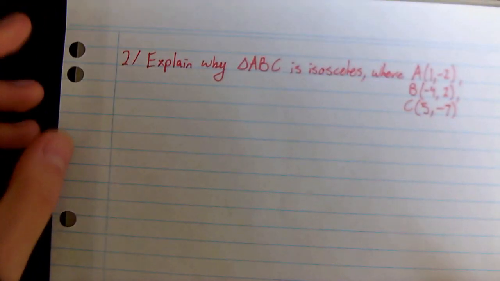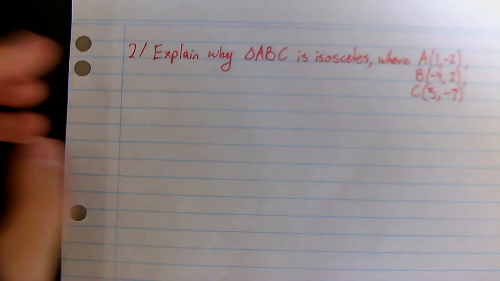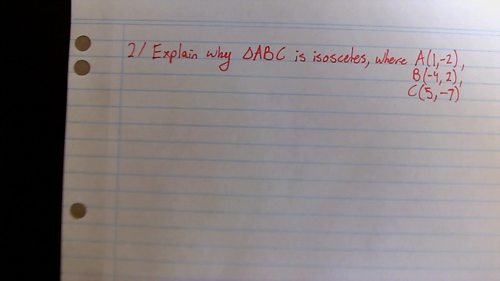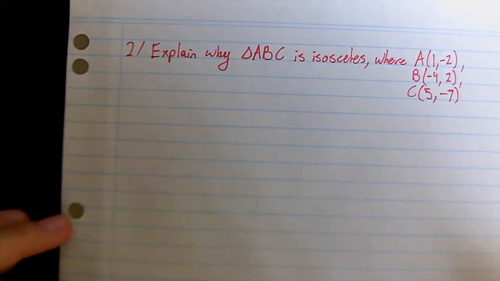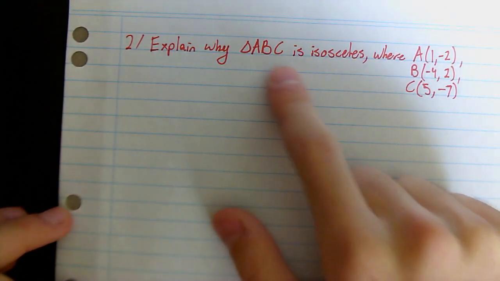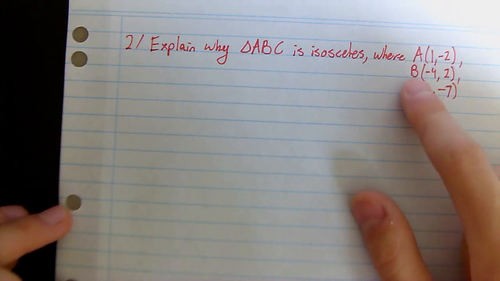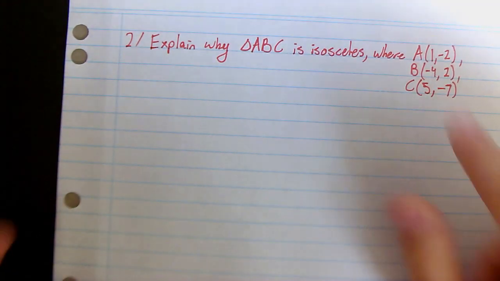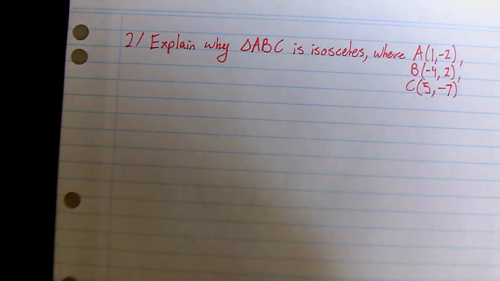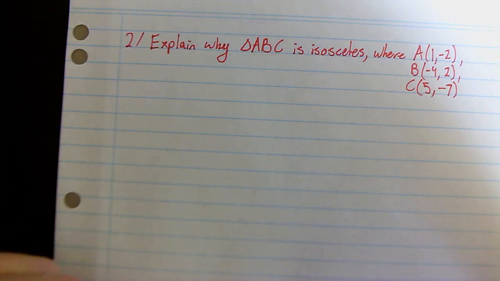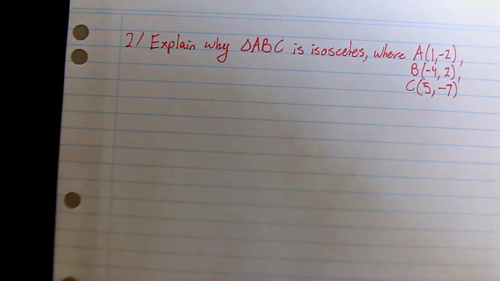So that's the most simple example that you can get for these types of questions. The next example we're going to be looking at is this one here, which says explain why the triangle ABC is isosceles, where A is this point here, B is that point here, and C is that point here. Now, if we remember what an isosceles triangle is, it's a triangle where two sides are equal.